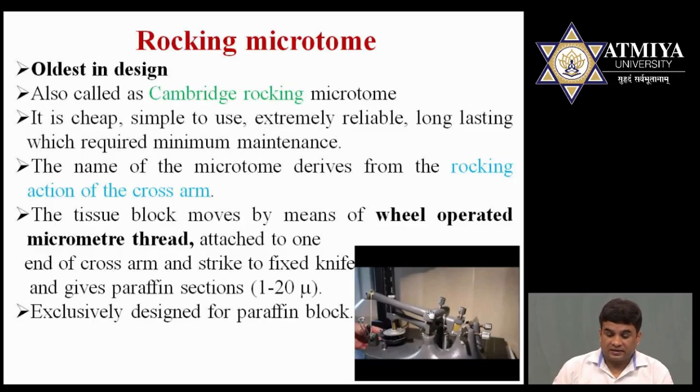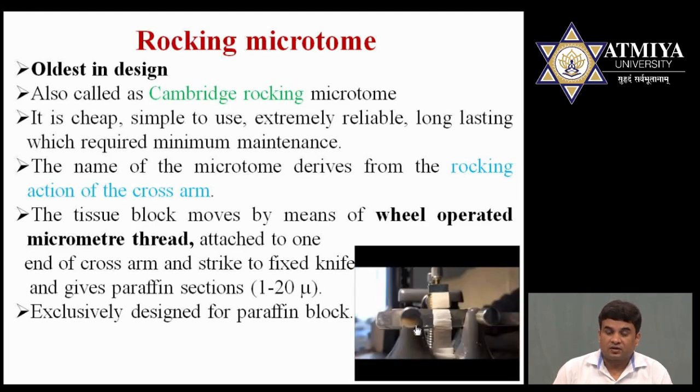Now in this video you can get a better idea of how this microtome actually works. See, in this microtome, this is the cross arm and this is the thread. When we push the operation lever, it gives the movement to the cross arm, and the sample holder, which contains the tissue block, strikes the knife and gives the thin section.